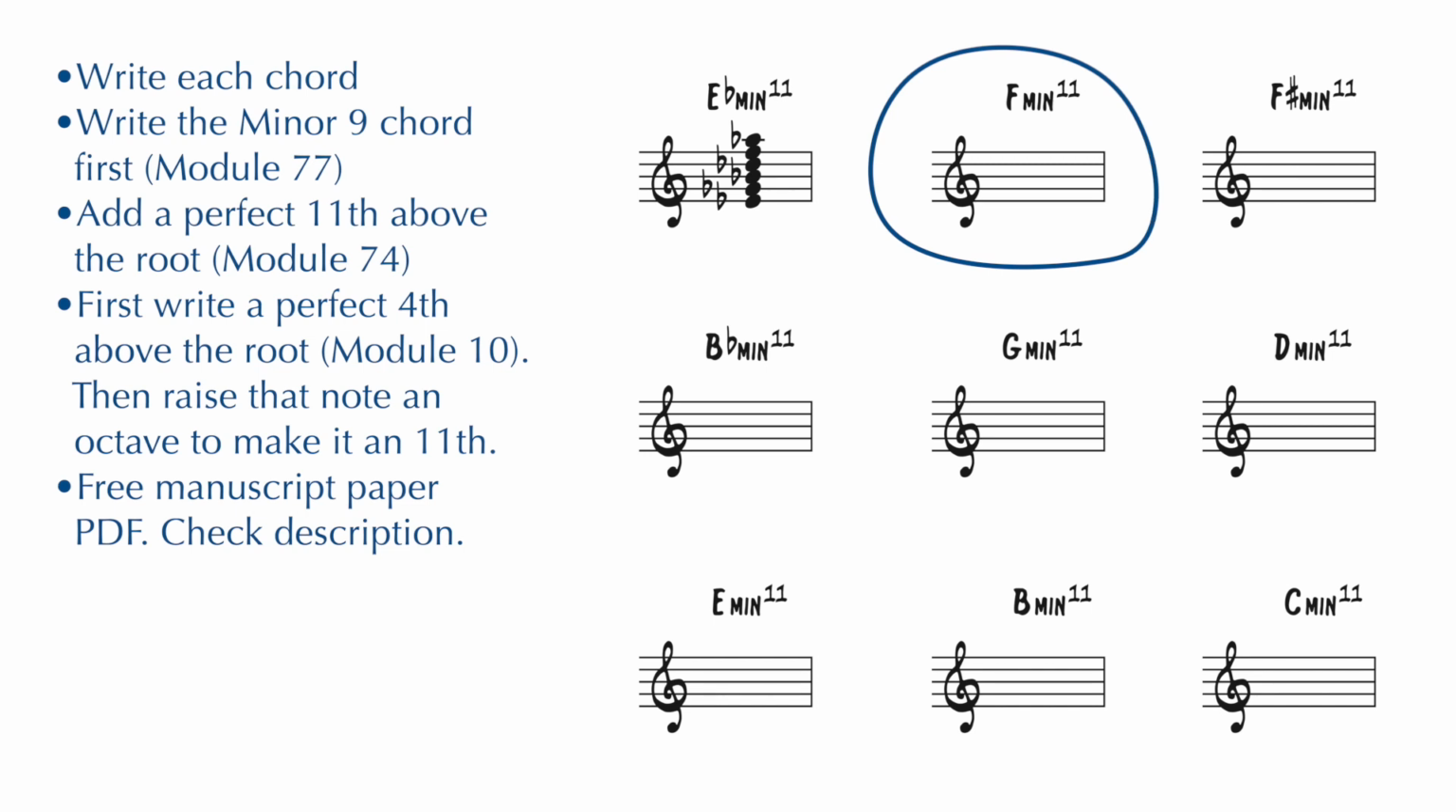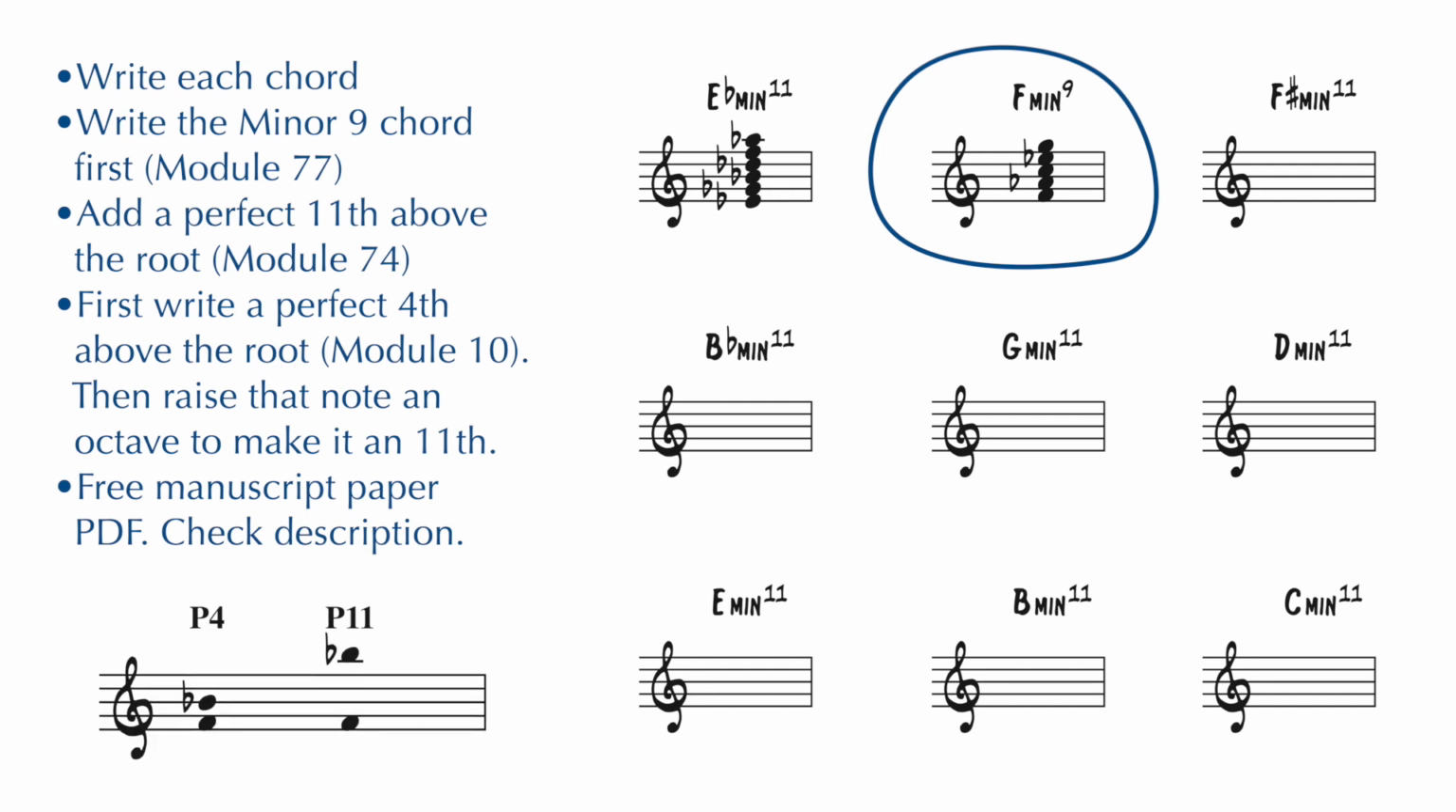Number 2, F minor 11. First, write an F minor 9 chord. That's going to be F, A flat, C, E flat, and G. Now we need to add the perfect 11th above the root. First, write a perfect fourth above the root. The root is F. Perfect fourth above that is B flat. Take that B flat, raise it an octave, and there's our 11th. And now we have F, A flat, C, E flat, G, and B flat, or F minor 11.